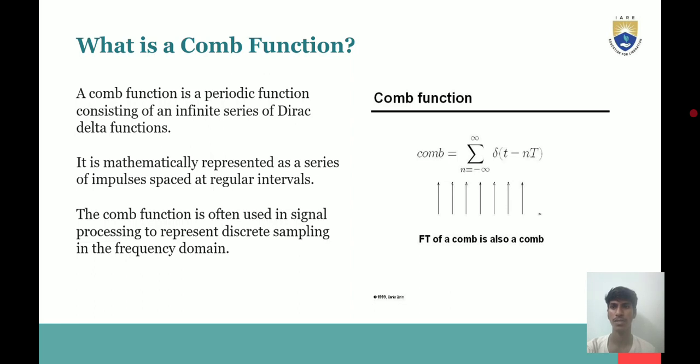What is a comb function? A comb function is a periodic function consisting of an infinite series of Dirac delta functions. It is mathematically represented as a series of impulses spaced at regular intervals. The comb function is often used in signal processing to represent discrete sampling in the frequency domain.